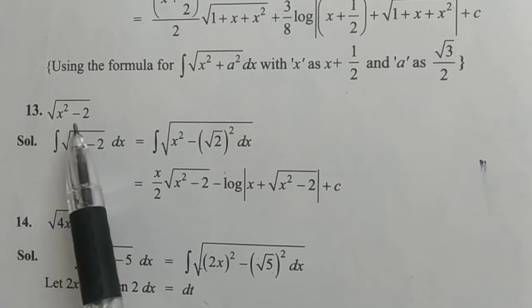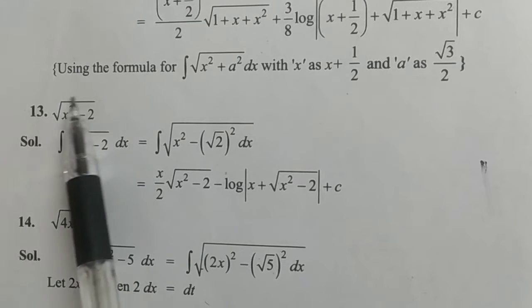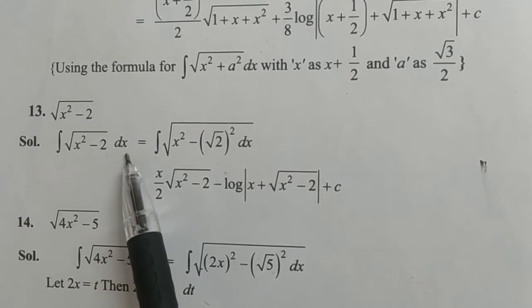Square root of x square minus 2. So integrate the given function: integral of square root of x square minus 2 into dx.